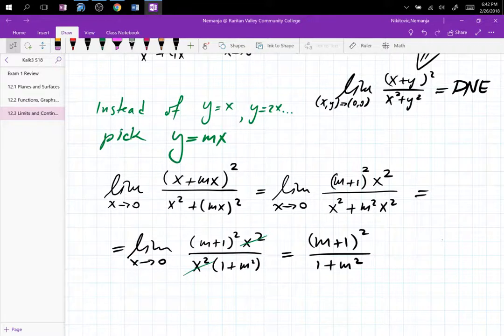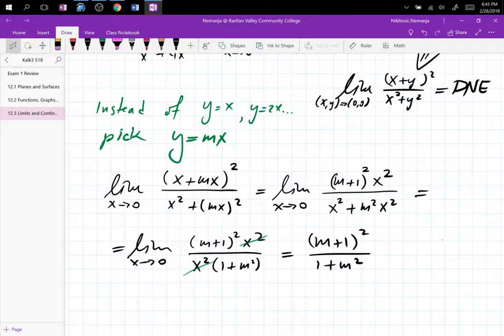And that is why this is the most efficient method to use, rather than guessing. Because what happens if it holds for a few of these and then it doesn't hold for the 7th one you try? Well, you wasted a lot of time. So using the general case, mx, this is checking for infinitely many approaches, because m can be any slope. And as simple as that, if your answer is m dependent, then no limit.